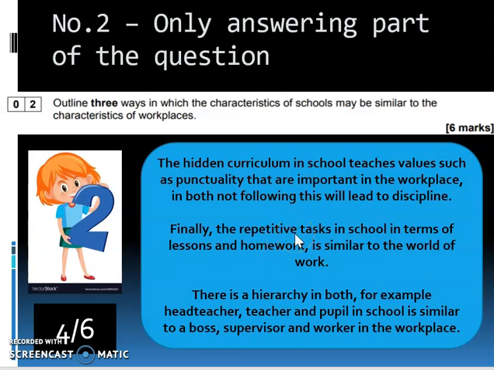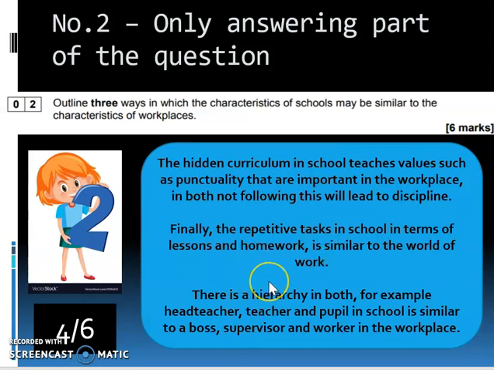Secondly, they correctly identify the repetitive tasks. That's similar in school and the workplace. They give an example of in school, lessons and homework, but they've got to tell you an example or a characteristic from the world of work as well. So something like split into meaningless tasks such as stacking shelves or working on a till, and they're not related to each other in the same way.